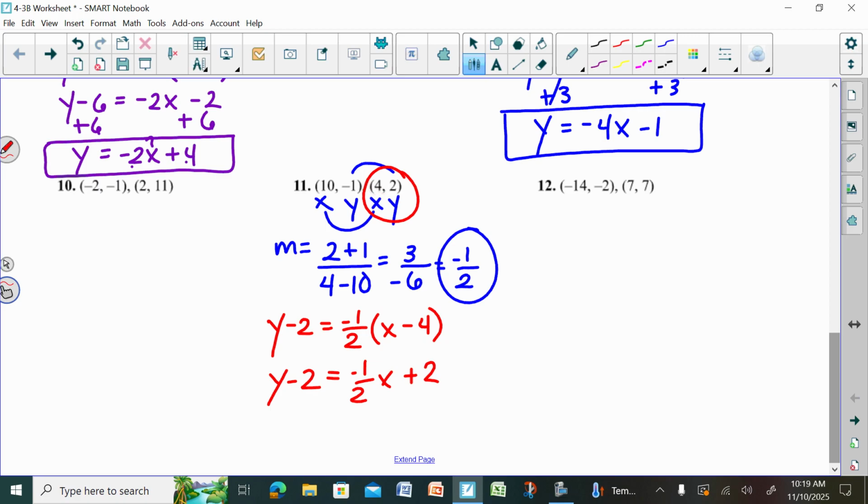And then add the 2 over. Y equals negative 1/2 x plus 4. If you did everything correct there.